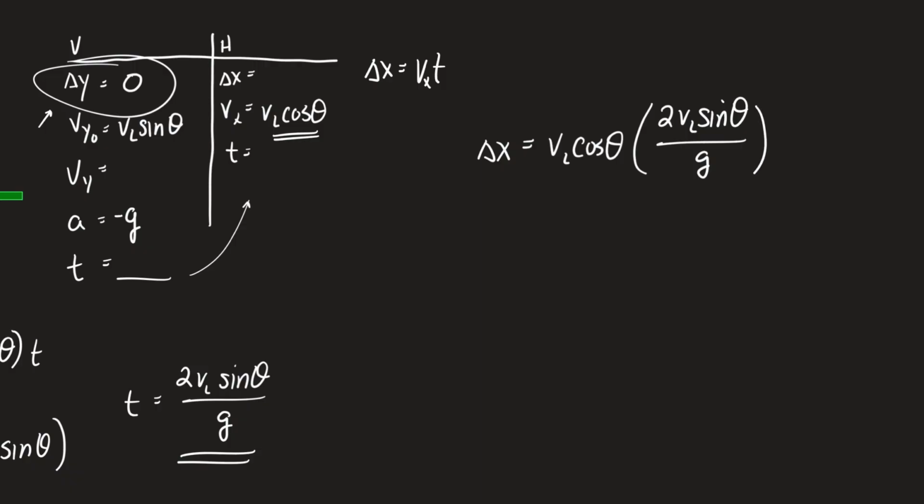That looks a little messy. I'm going to clean it up a little bit. And what I mean by clean it up, I'm going to put this on top of the fraction. Because that's algebraically correct. I know some of you don't have a hard time with that, but this is just VL cosine theta over 1. So now I multiply the top of the fractions together and the bottom of the fractions together. And that's going to give me 2 VL squared sine theta cosine theta all over g.